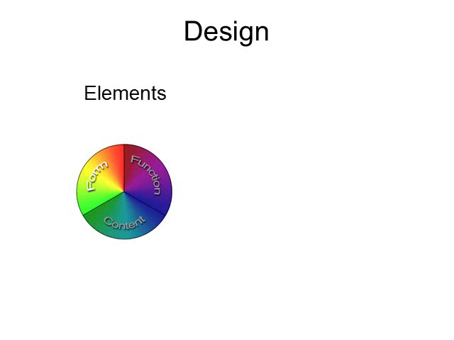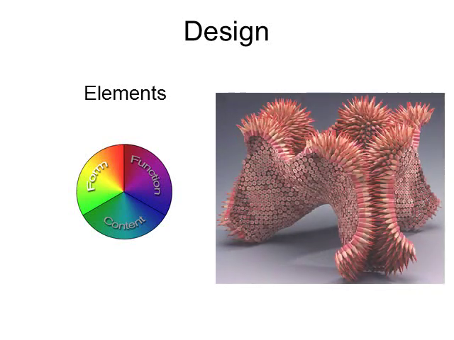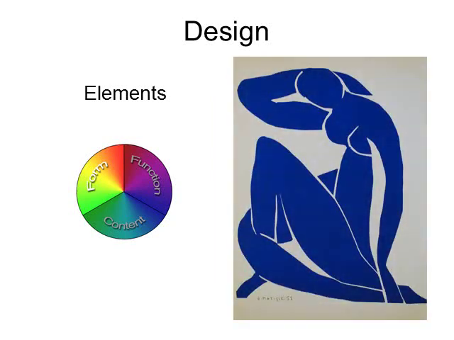Elements are the visual components that comprise an artifact. I like to think of them as puzzle pieces which work together to create an image. Terms such as line, texture, and shape describe an artwork's elemental form.